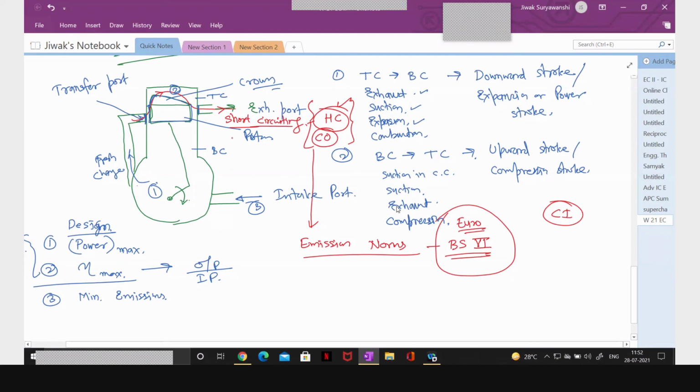Only problem is that the expansion stroke is somewhat lower. That may increase a little bit of CO and HC emission. But then as a mechanical engineer, if you take this as a challenge, and if you go for a two-stroke diesel engine, so by this you have eliminated this short circuiting issue.